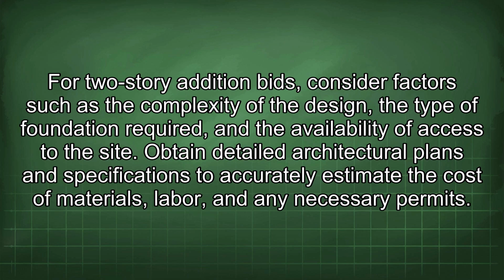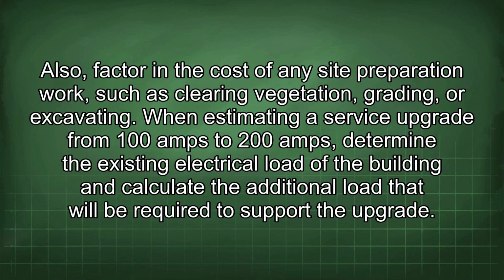For two-story addition bids, consider factors such as the complexity of the design, the type of foundation required, and the availability of access to the site. Obtain detailed architectural plans and specifications to accurately estimate the cost of materials, labor, and any necessary permits. Also, factor in the cost of any site preparation work, such as clearing vegetation, grading, or excavating.